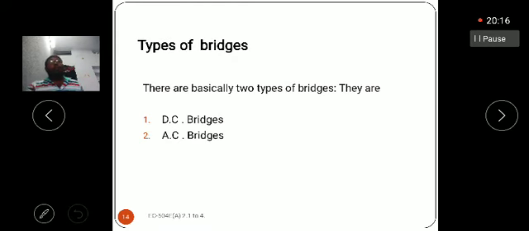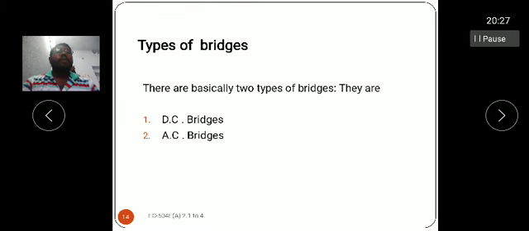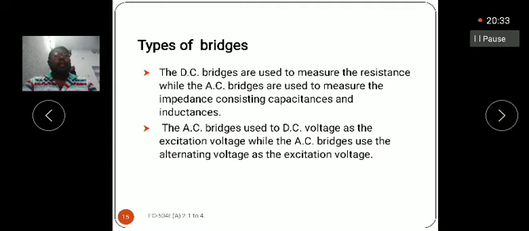Now I am going to explain the types of bridges. Basically the bridges are classified into two types: DC bridges and AC bridges. Here I am going to explain what is DC and what is AC. The DC bridges are used to measure the resistance, while the AC bridges are used to measure the impedance consisting of the capacitance and inductance.